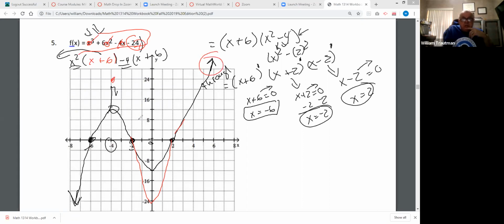Just know the end behaviors that we went over, and then how to find those x-intercepts, and you should be okay. On the test, I don't think I'm going to have you figure out how low or high it goes. All you have to do is find a graph that has a similar shape.